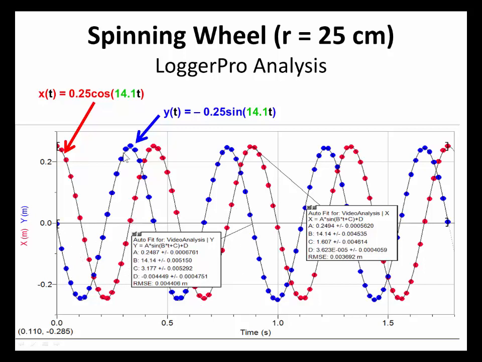In the y direction, we get negative 0.25 sine of 14.1t. The 0.25 comes from the fact that our radius is 25 centimeters. And if we convert the 14.1 radians per second into RPMs, we find out it's 135 RPMs.